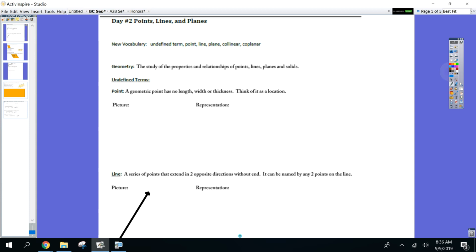My concern is that you know how to name a point, because I just can't leave a point hanging there without a name. So we name it with a capital letter. In this case, this is point P for me. All right, point P. So I name it with any capital letter.